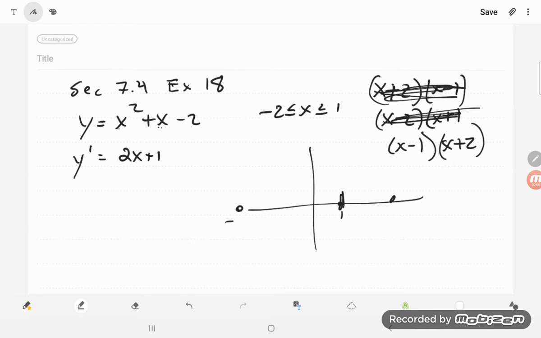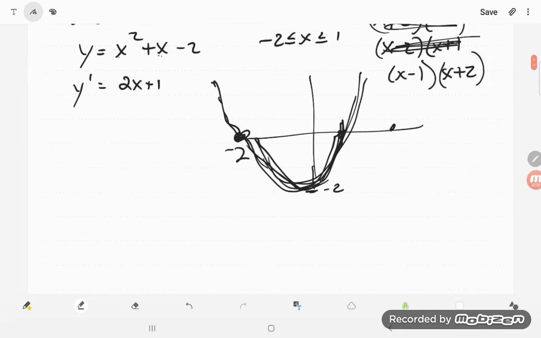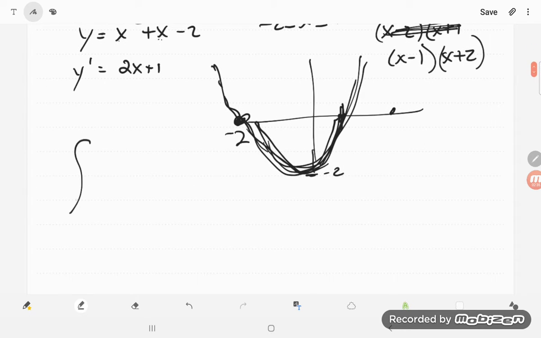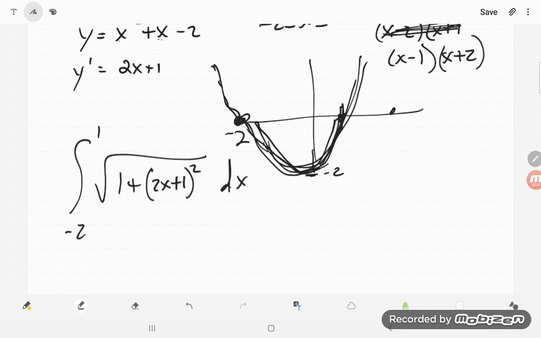Okay, so here's 1, here's minus 2, and at x equals 0, I'm down here at minus 2. That's what I think screwed me up there a little bit, I was getting these negative 2's mixed up or something. But there we go. It looks something like that, and we want to go from negative 2 to 1. So we want this section down here, and that is simply the integral from minus 2 to 1 of the square root of 1 plus (2x plus 1) squared dx.